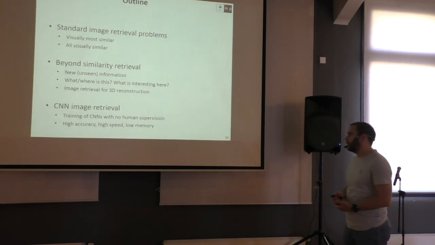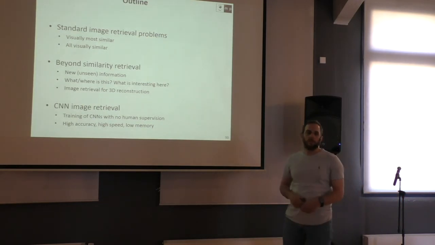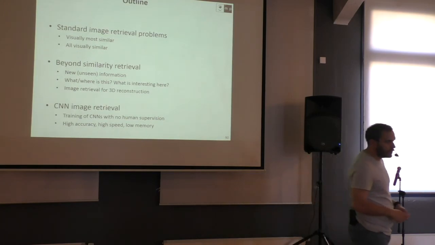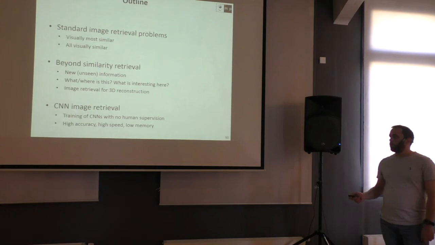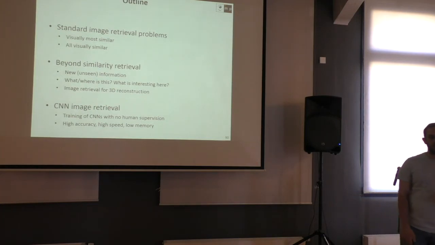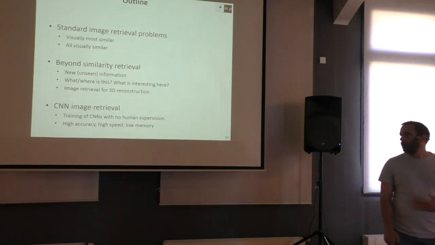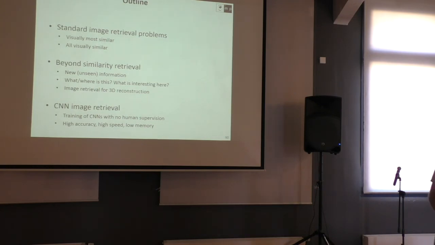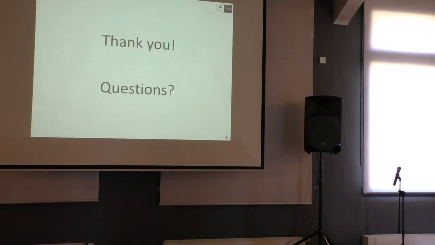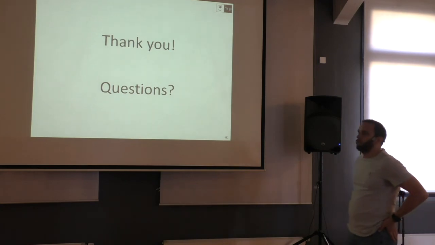And at the end, we used all this knowledge that we have from the last 10 years of image geometry used in image retrieval to guide the training of the CNN, and to get CNNs that are really good at image retrieval with high accuracy, high speed, and low memory, without using humans in the loop ever. So no human supervision, completely automatic training, and getting really nice results at the end. That will be it. Thank you, and all questions are welcome.